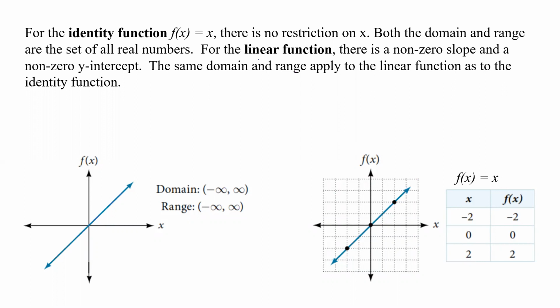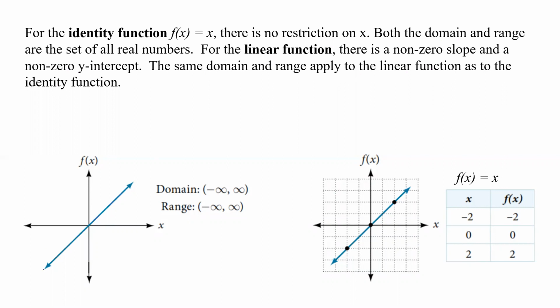Now we can also have a linear function, and basically this is any line y equals mx plus b where the slope is non-zero and there's a non-zero y-intercept. You're going to have the same domain and range for the linear function as for the identity function. So we could draw any line straight across here or coming down. Now, if we had a slope of 0, that's going to be the constant function, so we're not going to have that.